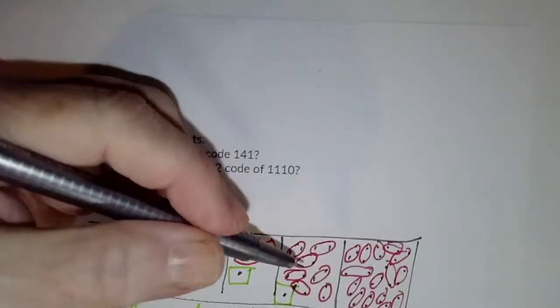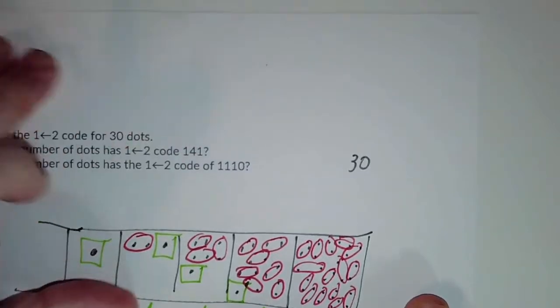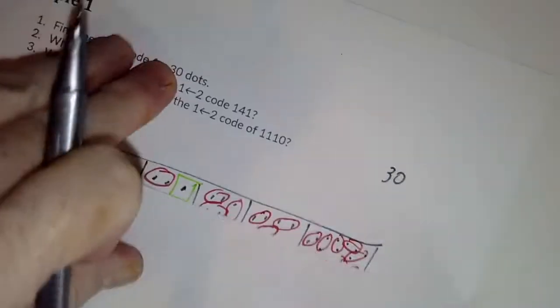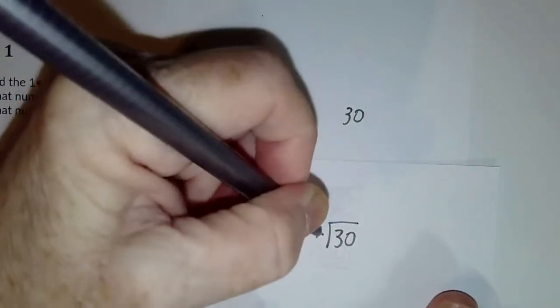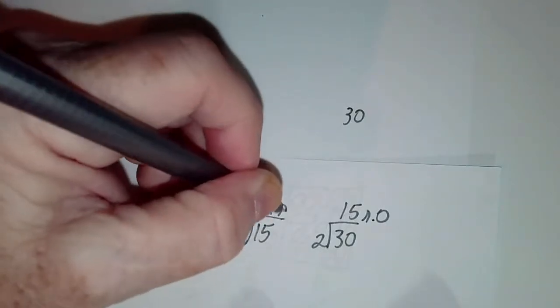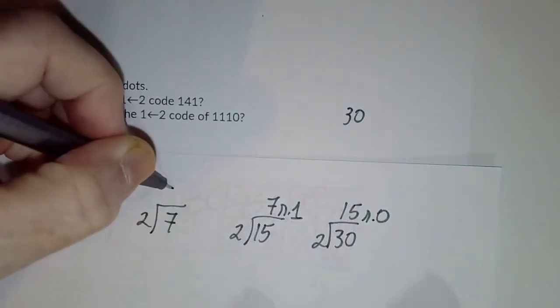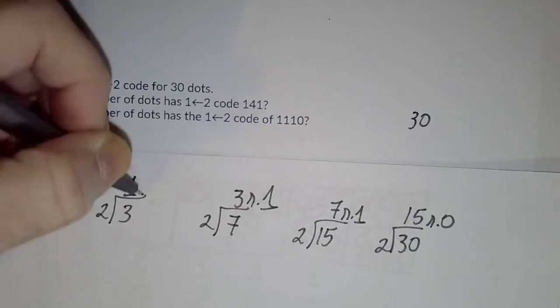Let's start with 30 and divide by 2 and keep track. Actually, I'm going to move it to this page. So I want to divide by 2 and keep track. 30 divided by 2 is 15, remainder 0. 15 divided by 2 is 7, remainder 1. 7 divided by 2 is 3, remainder 1. Now I'm going to take the 3. 3 divided by 2 is 1, remainder 1.